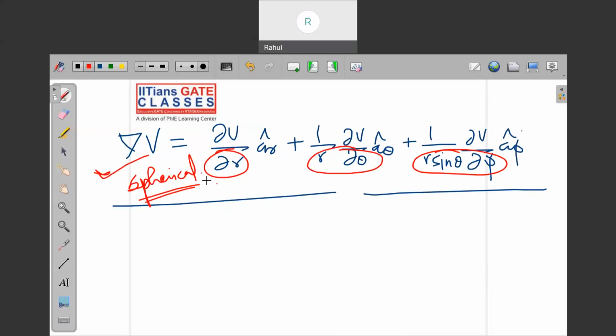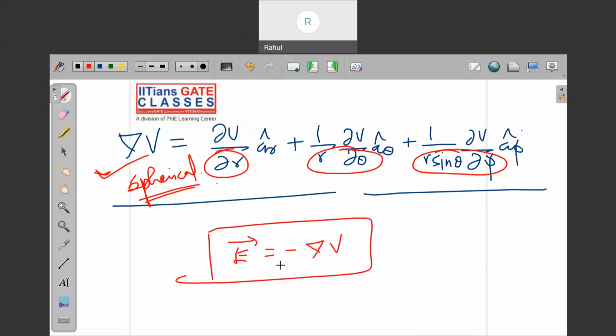So I hope you can keep this in mind. The gradient magnitude basically represents the maximum space rate of change of a scalar, in magnitude as well as direction. And I have told you the well-known example, that E is the vector quantity which is equal to minus the gradient of V. So V is a scalar function.